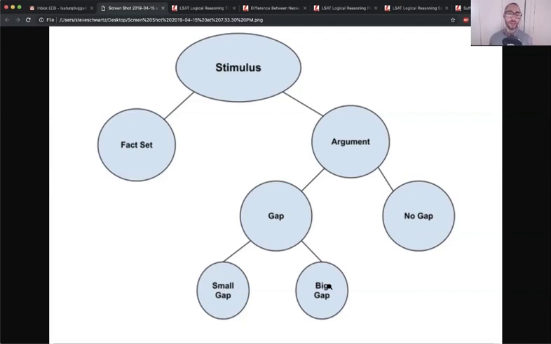The nice thing is that LSAC is actually deciding for you, or at least they're telling you the proper perspective from which to view the argument as to the size of the gap. And they tell you that based upon the question stem.